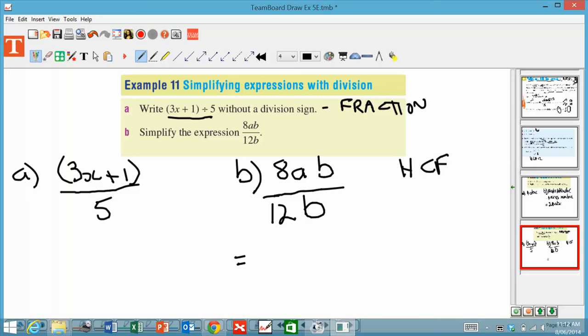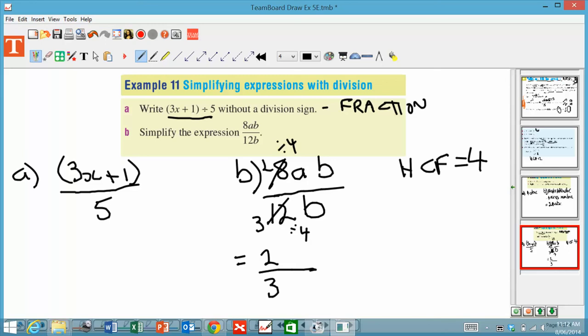Well, 8 does not go into 12, so I'll go a bit less. I'll go 4, and 4 goes into 12. So my highest common factor here is 4. I divide my 8 by 4, which gives me 2, and 12 divided by 4 is 3. So I've got 2 on the top and 3 at the bottom.